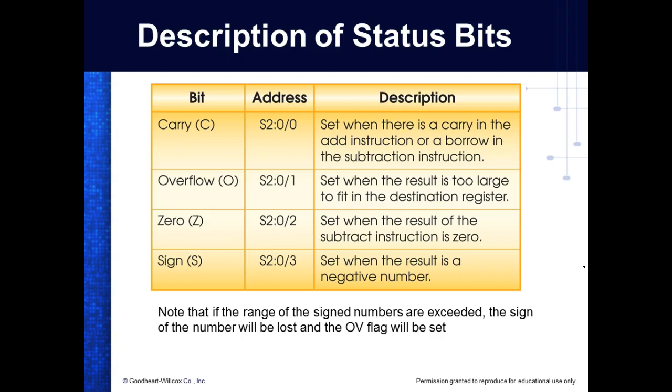So if you want to address those status bits, you'd say what? You'd say timer forward slash done, right? For your math instructions though, you actually have to address the status register. So you'd have to look at S:0/0, which is going to tell you what, if you had a carry. S:0/1 would tell you if you got a what? An overflow. S:0/2 would tell you if you got a what? Zero. And S:0/3 would tell you if you end up with a negative number.